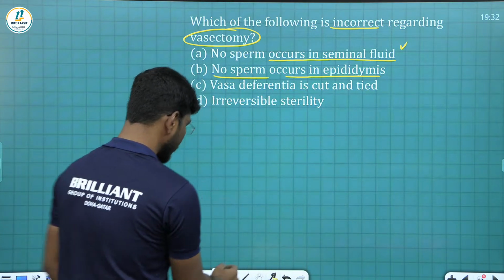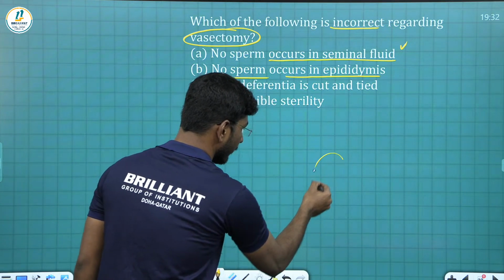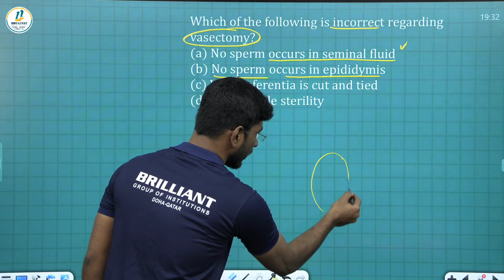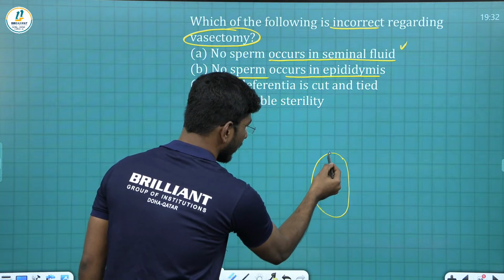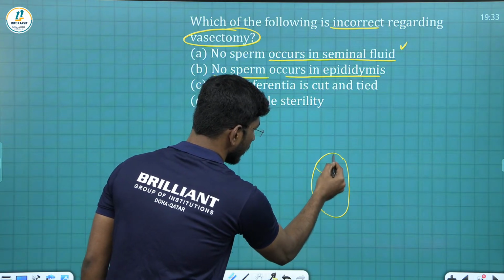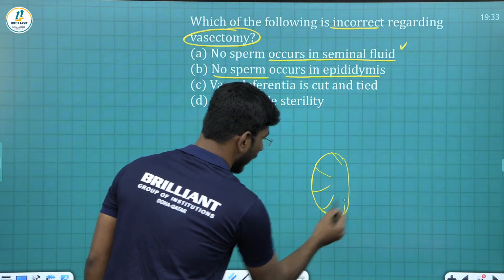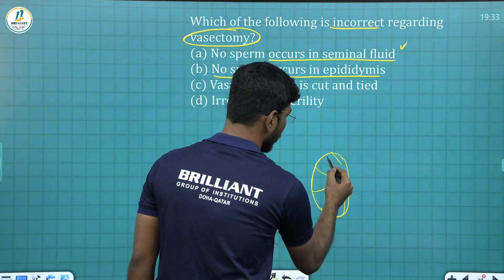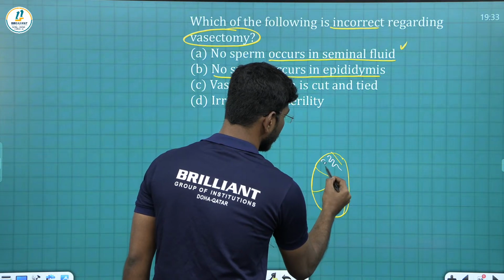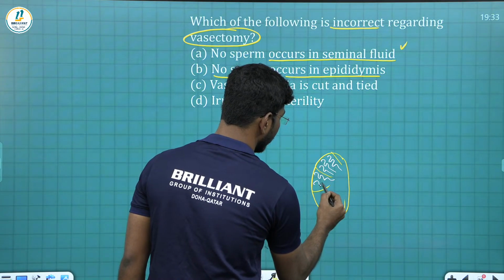Wait. Epididymis is the given, right? Wait a moment. This is testis. Inside this testis, what I said? Many lobes are there. Testicular lobes are there. Inside the testicular lobe, what is there? Highly twisted tube-like structure, what? Seminiferous tubule like this. 2 to 3 seminiferous tubules are there, highly twisted.